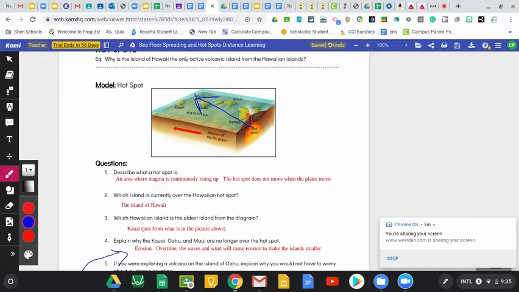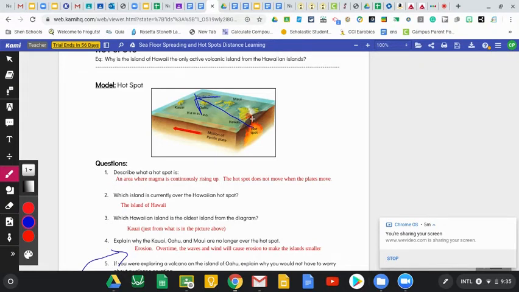Hotspots. Again, one of those mysteries, why we have these hotspots all over the Earth, but it's an area where magma is continuously rising up from the asthenosphere, and the spot does not move when the plates move. And evidence of this are your Hawaiian Islands. So the current island of Hawaii is over the current hotspot.